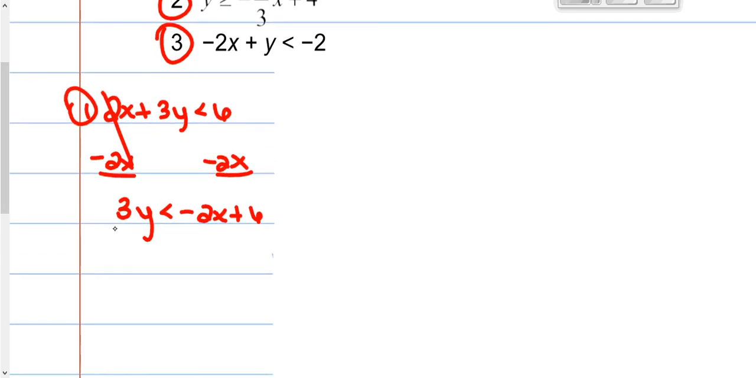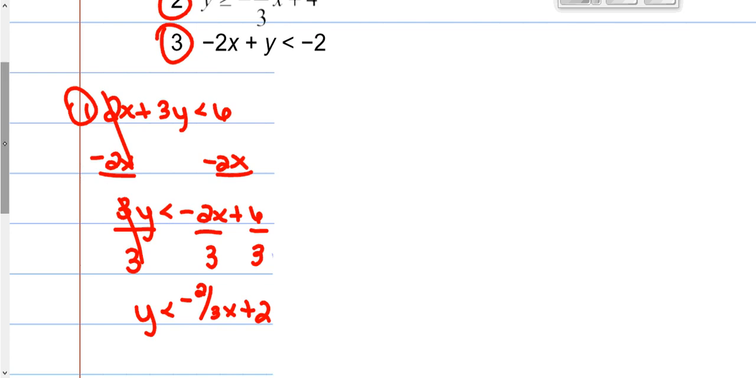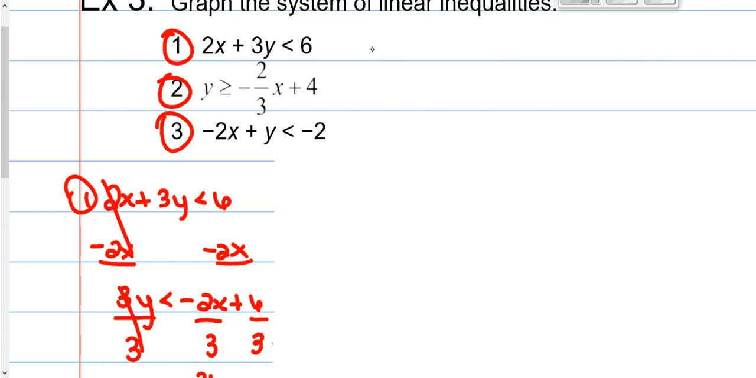Now, go ahead and divide each and every term by 3. When you divide everything by 3, those cancel and you get y is less than negative 2/3 x plus 2. All right, so that's the first one. It's done. I'm going to go back up here and we're going to write that right here just so we can kind of keep track. We have y is less than negative 2/3 x plus 2. Okay, the second one, it's good to go.